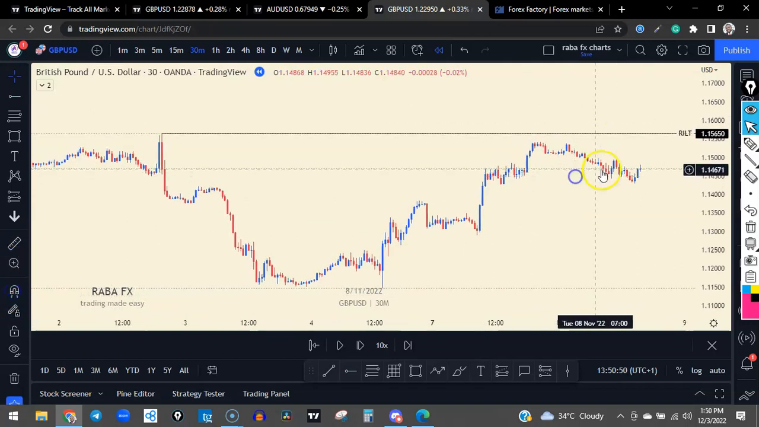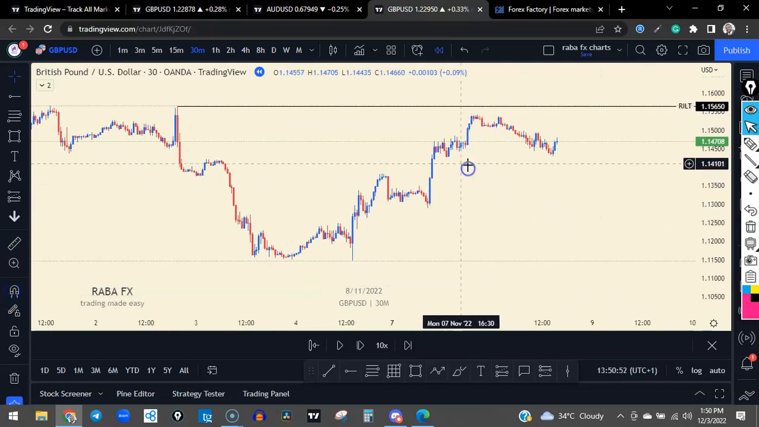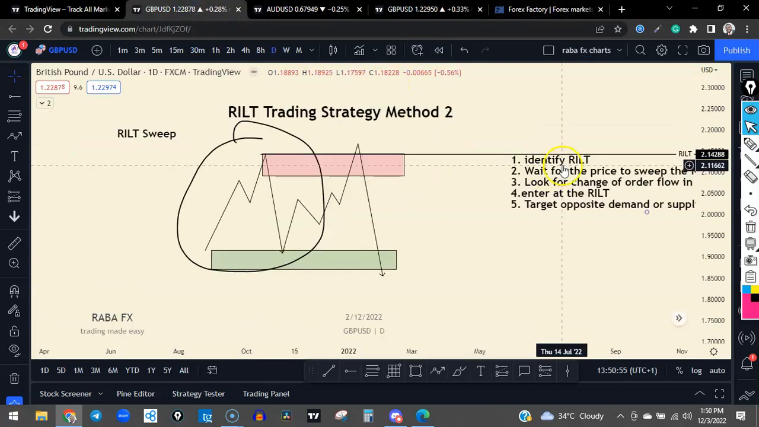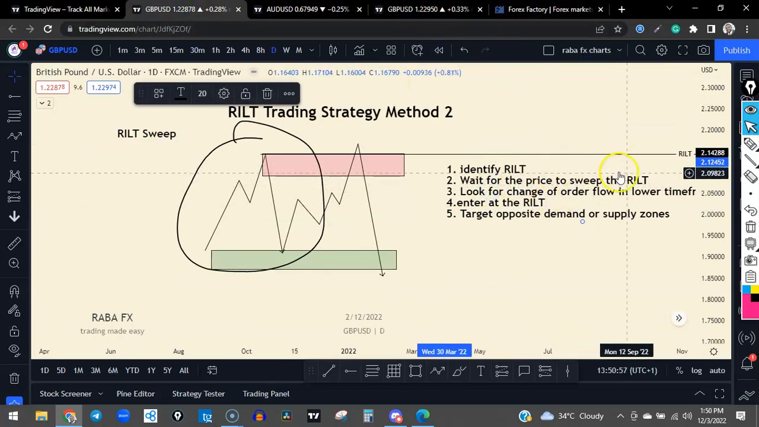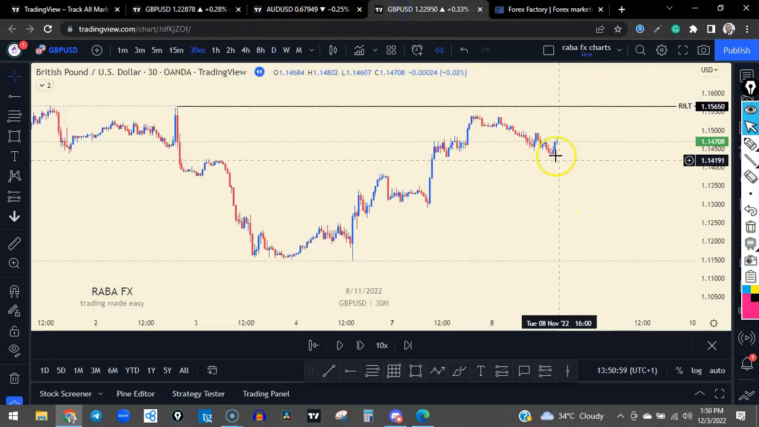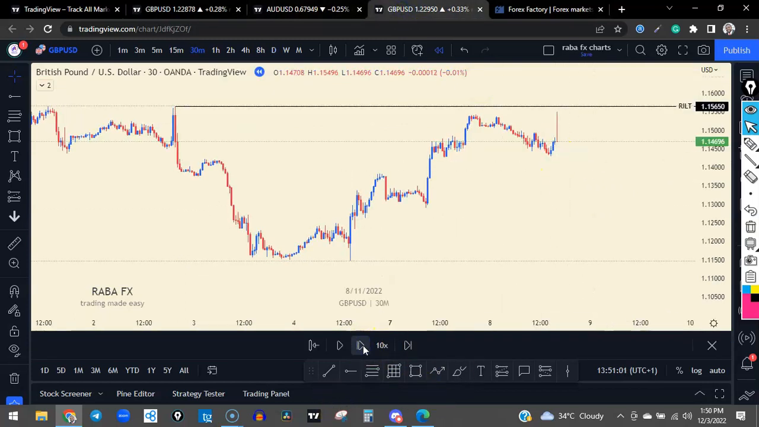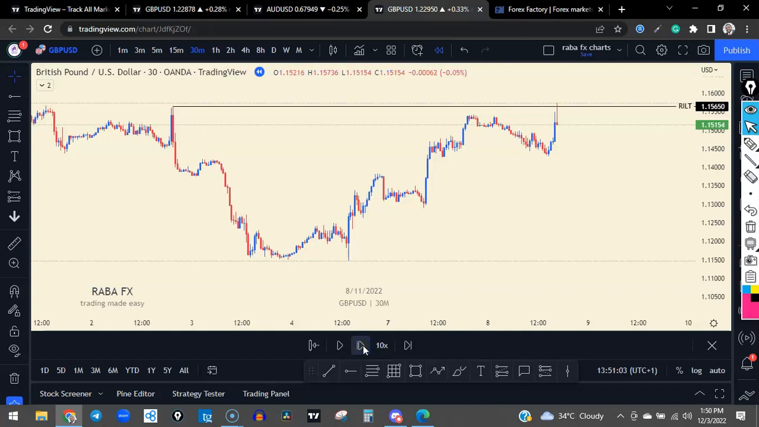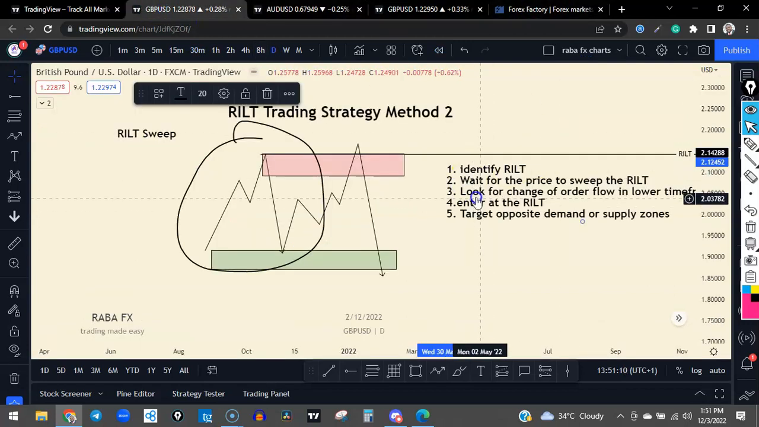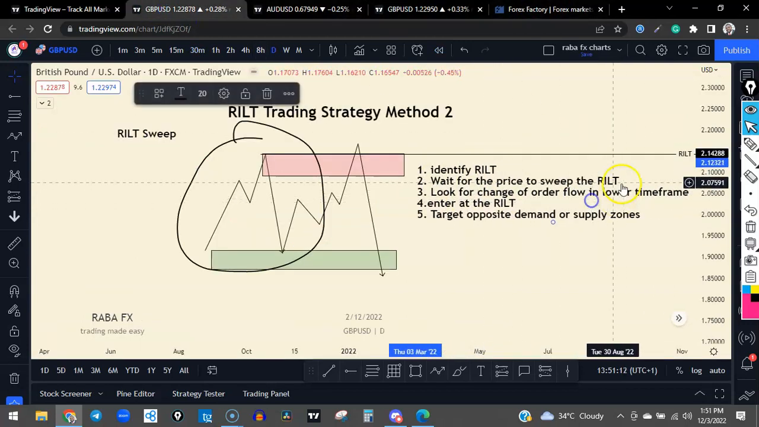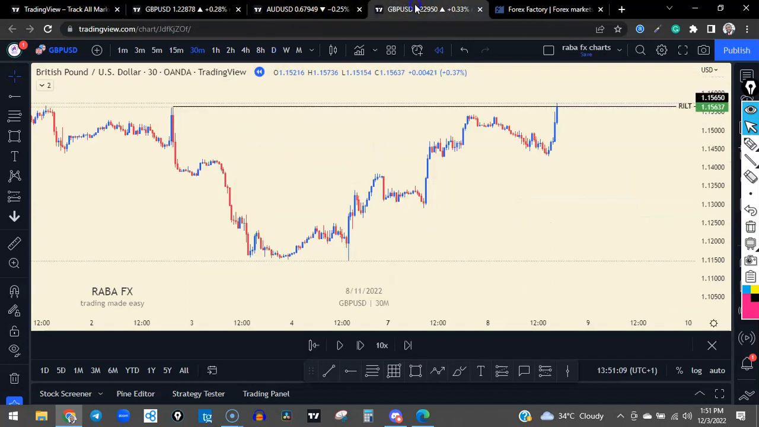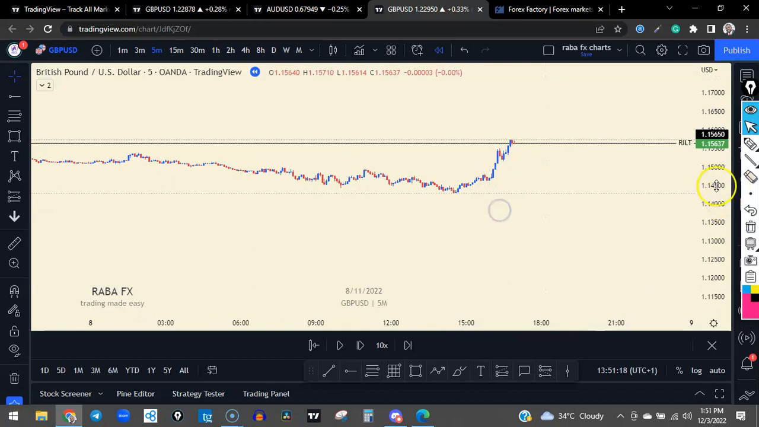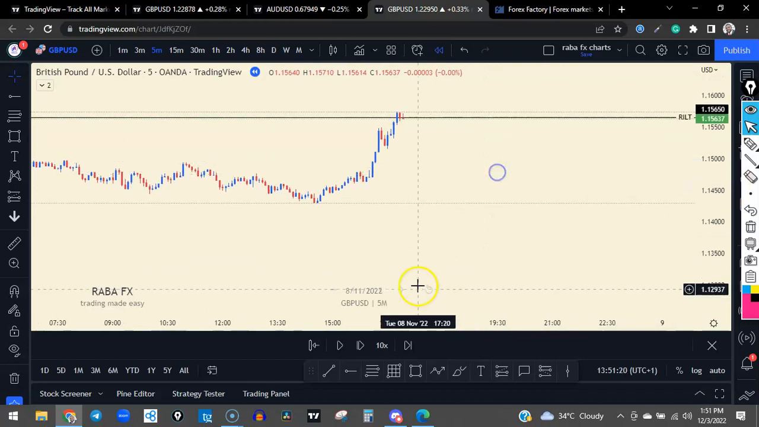So you then wait for price to what? The second is to wait for price to take that RILT. So let's go back. We wait for price to take that RILT. Now price is in that level. You go to your lower time frame. Look for change of order flow or chop in your lower time frame. So in this case, I'm going to go to the 5 minutes and start looking for chop.